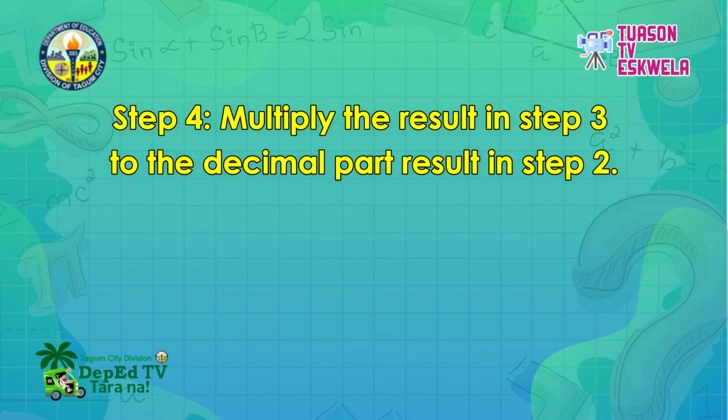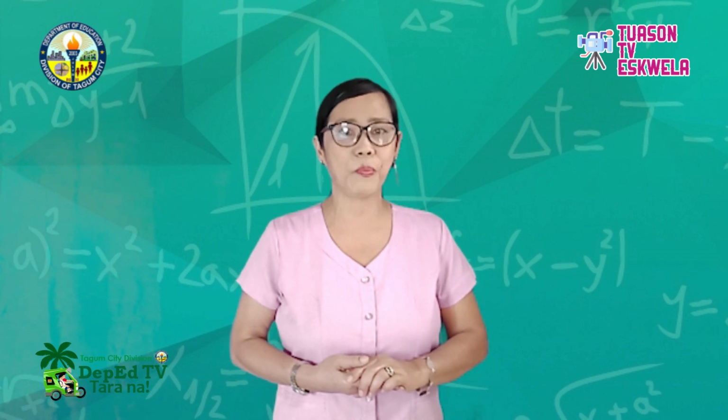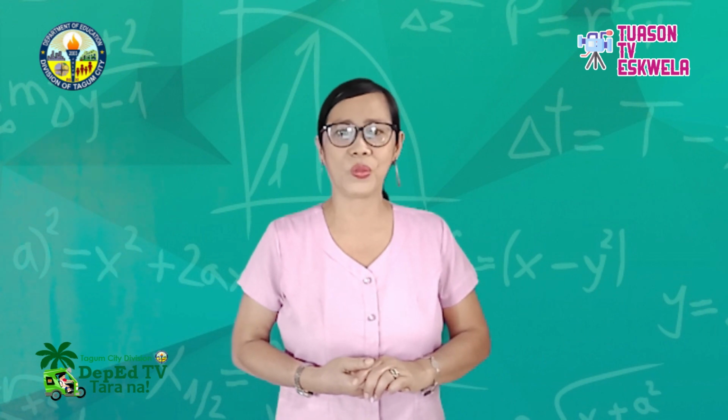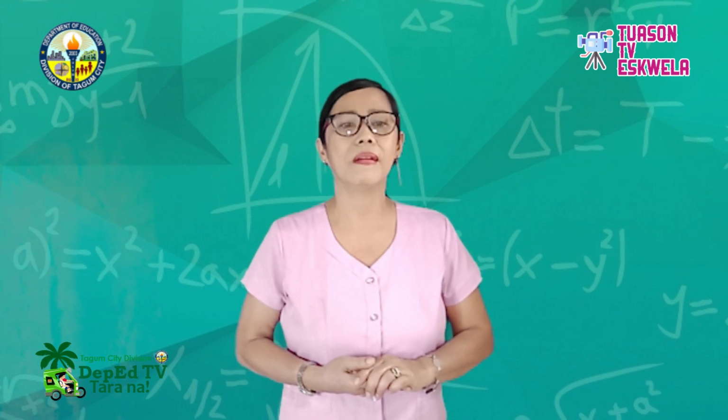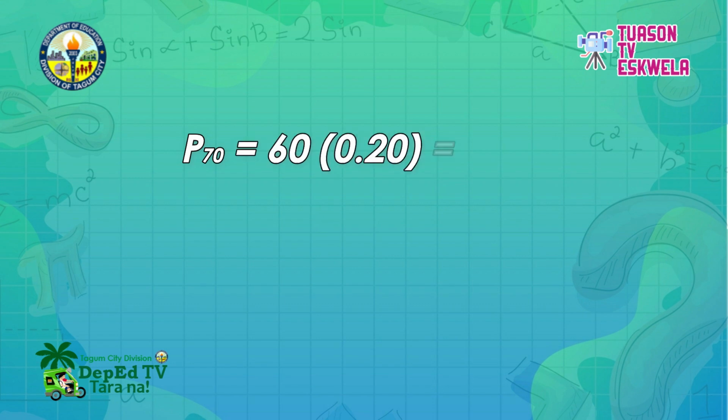M. Multiply the result in step 3 to the decimal part result in step 2. So here it is. Since P sub 35 is equals to 9.10 and P sub 70 is equals to 18.20, therefore, P sub 35 is equals to 30 times 0.10 is equals to 3. Then, P sub 70 also is equals to 60 times 0.20 is equals to 12.